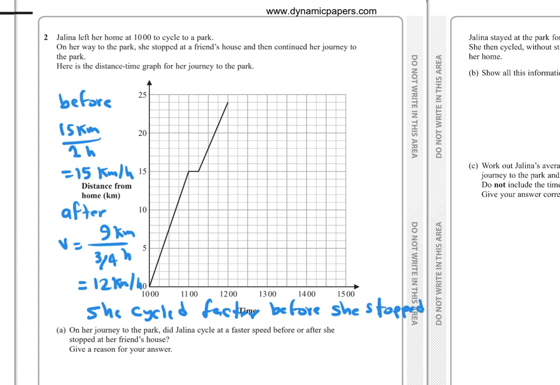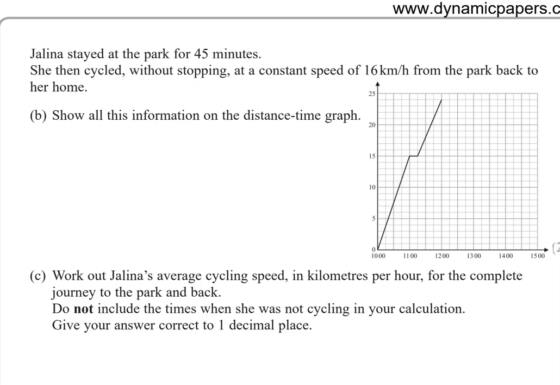Or you can write that the line before she stopped is steeper than the line after she stopped. So this means the speed before is faster than the speed after. Moving on, Jalila stayed at the park for 45 minutes. She then cycled without stopping at a constant speed of 16 kilometers per hour from the park back to her home. Show all this information on the distance time graph.